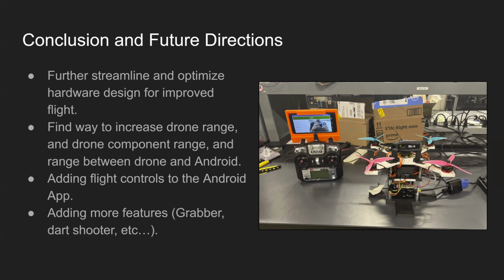We could find more ways to increase the drone range, drone component range, and the range between the drone and the Android. We could further add flight controls to the Android itself and completely take the FlySky transmitter out of the equation. And we could add more features as well, maybe a grabber, dart shooter, whatever you want.